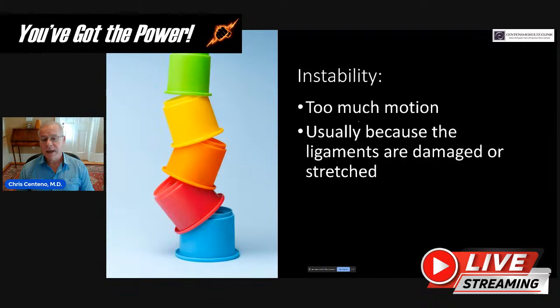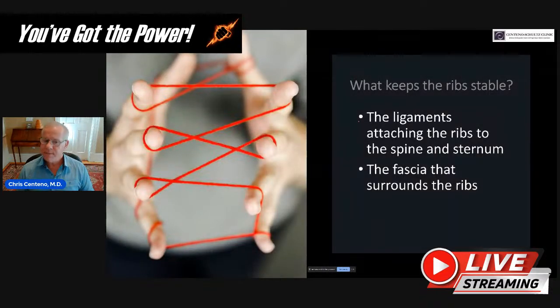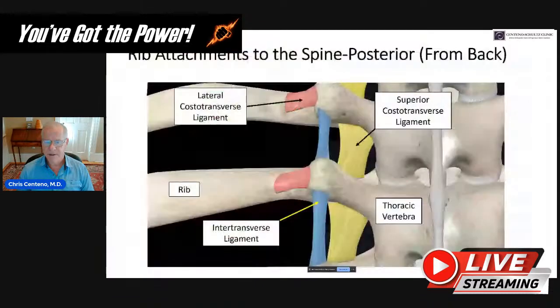So what does instability mean? Because I've been talking about rib instability. It means too much motion, usually because the ligaments are damaged or stretched. So what keeps the ribs stable? We talked about there being some ligaments up front here where the ribs come into the sternum. And there's two other major components I'm going to really show you, and that are the ligaments attaching the ribs to the spine and sternum, and the fascia that surrounds the ribs.